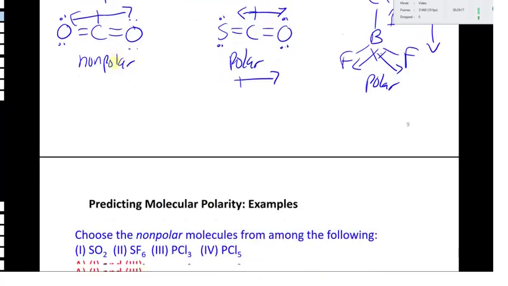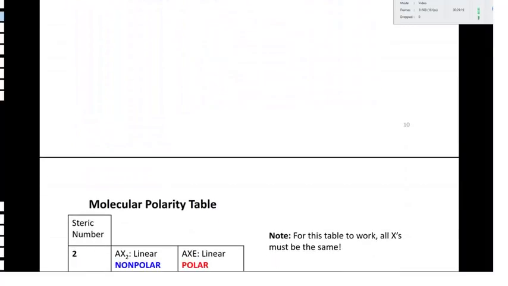All right, so then what we'll close with is just one example.